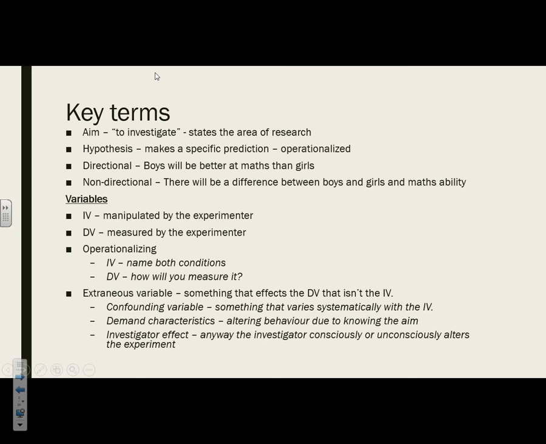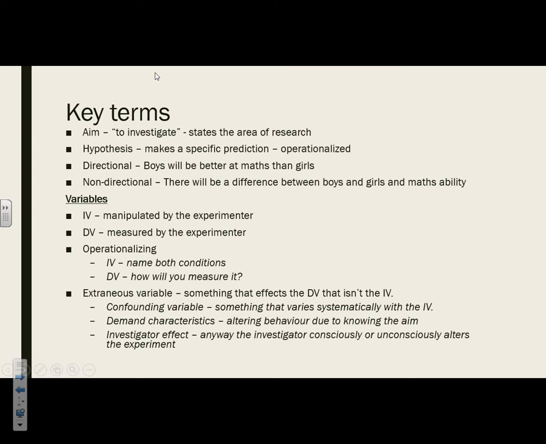There are hundreds of different extraneous variables. Have I given an example of an extraneous variable there with IQ? Possibly, if I said IQ was something that varied between everybody, so everyone has a slightly different IQ, which is something that needs to be controlled for.